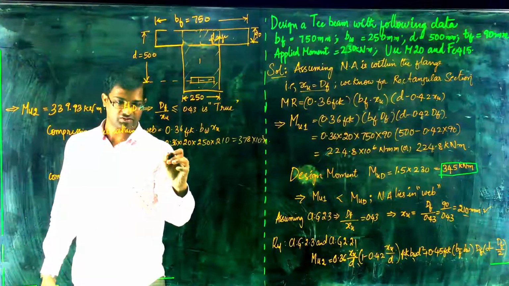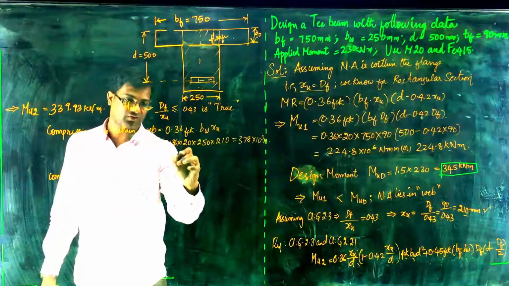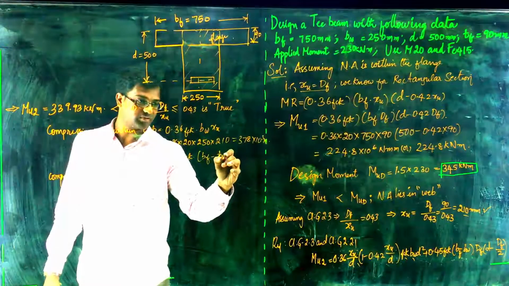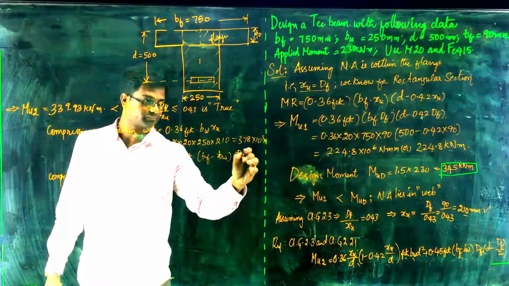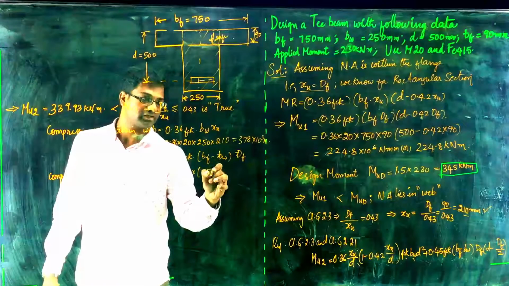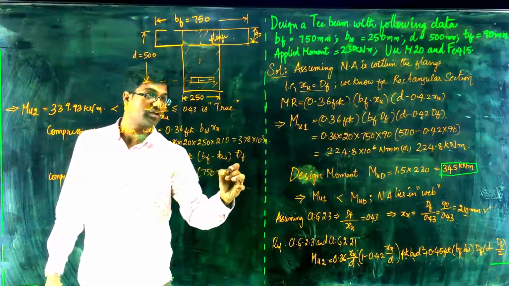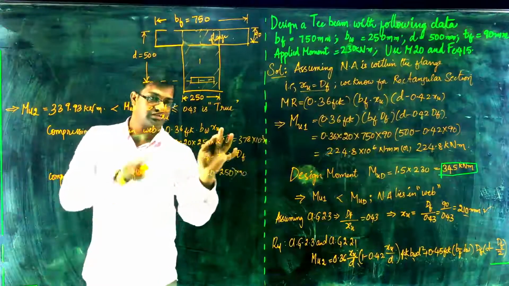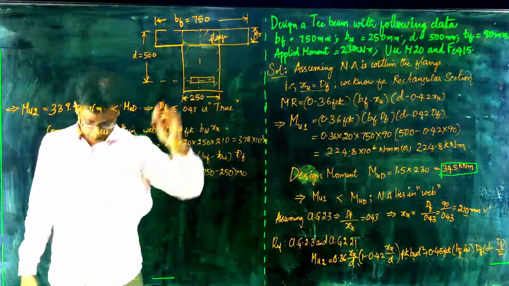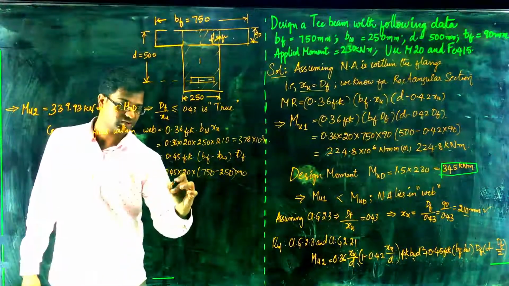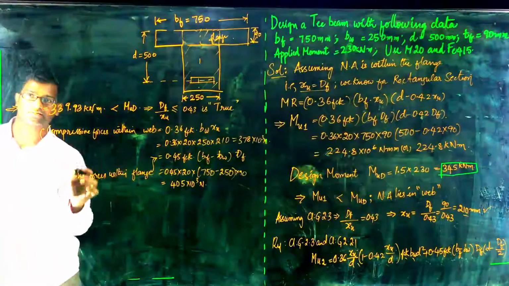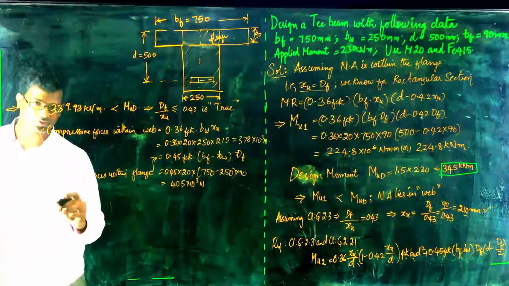And similarly this value is given by 0.45 fck into (bf minus bw) into Df. This is given by 0.45 into 20 into bf is 750 minus bw is 250 into Df is 90. So these terms are from here only. Now the compressive force due to flange, if you calculate this, you will get this value as 405 into 10 power 3 newtons. Now for these compressive forces, we need to calculate the moments.